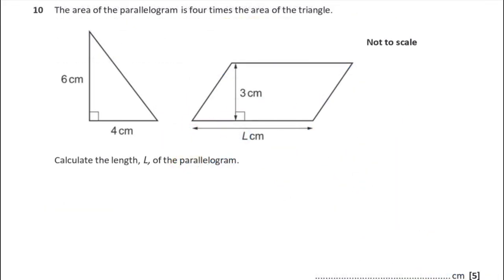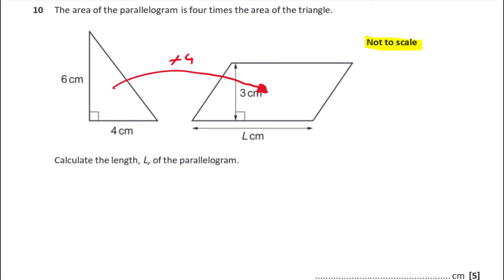Okay. Question 10, the area of the parallelogram is 4 times the area of the triangle. It doesn't look like it here, does it? But it does say that it's not to scale. So the area of the parallelogram is 4 times the area of the triangle. Calculate the length L of the parallelogram. So I think the first strategy here is going to be to find the area of the triangle, and whatever that is, we're then going to multiply it by 4, and then we're going to get the area of the parallelogram, aren't we?